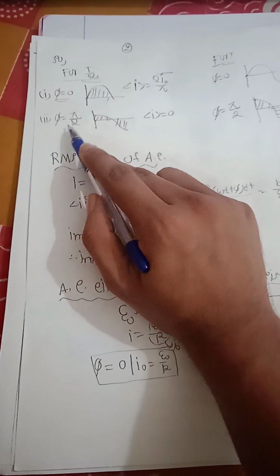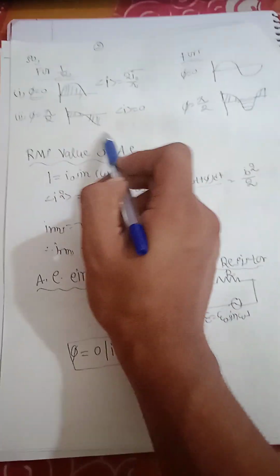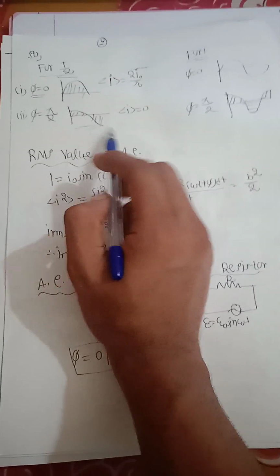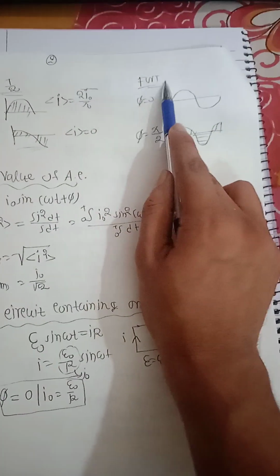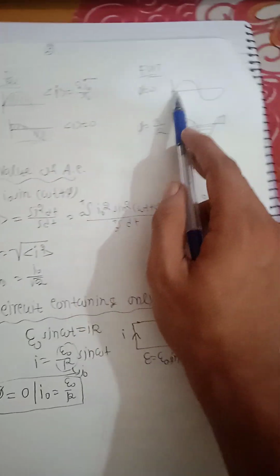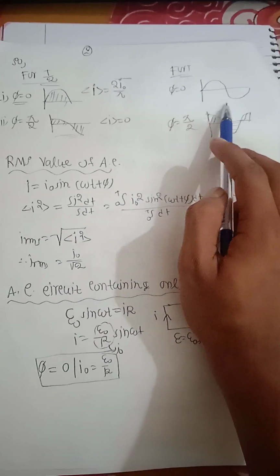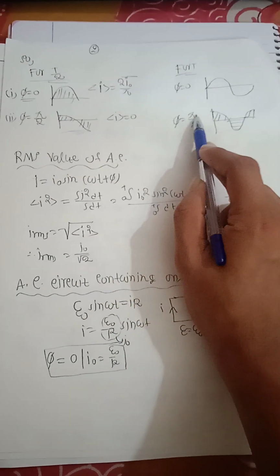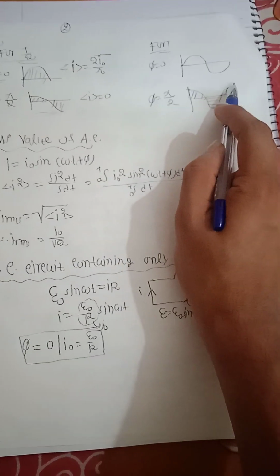For phi equals pi by 2, meaning 90 degrees, the average current will be 0. You should also remember these things, as they will help you in graph questions. Now for the total time period T, if the flux is equal to 0, then the graph will look like this, and for 90 degrees the graph will look like this.